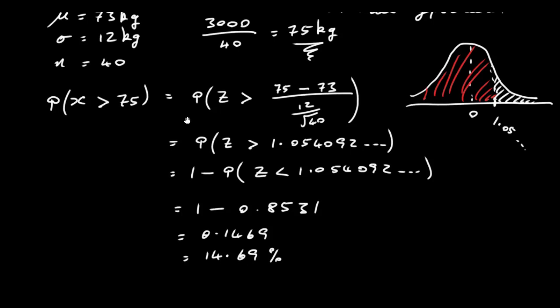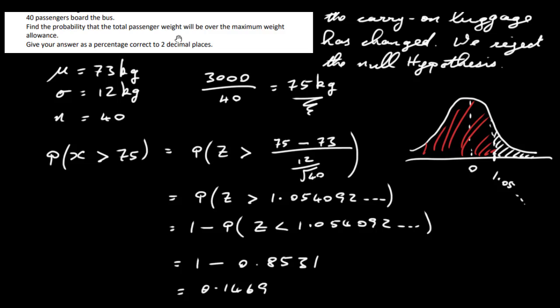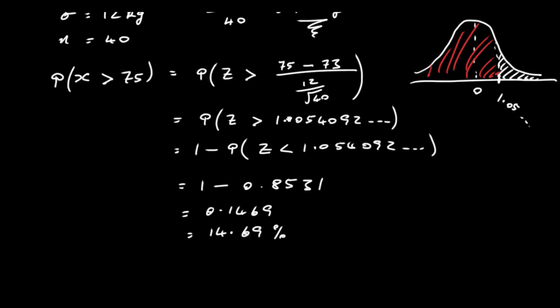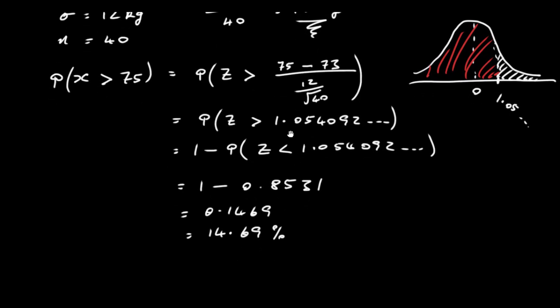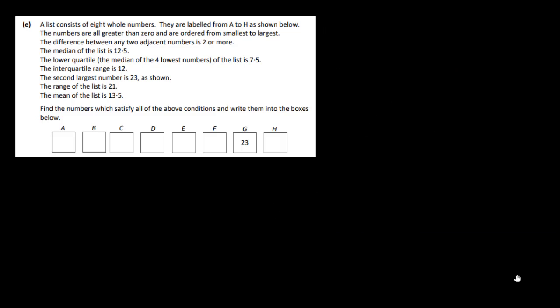Okay, so what have we done here? What we were asked to do was find the probability that the total passenger weight would be over the maximum weight allowance. So we first worked out the maximum average allowed weight for our 40 passengers. And we found that the probability that the bus with 40 passengers will be above the maximum weight allowed is 14.69%, or 0.1469. Okay, so let's have a look at part E.